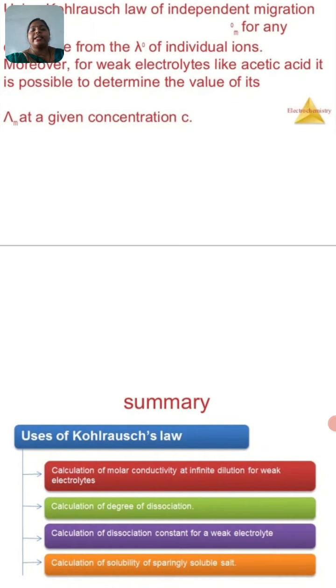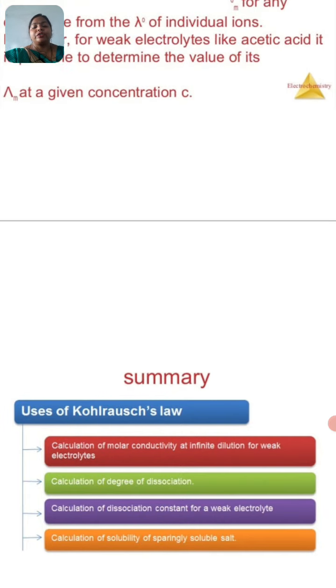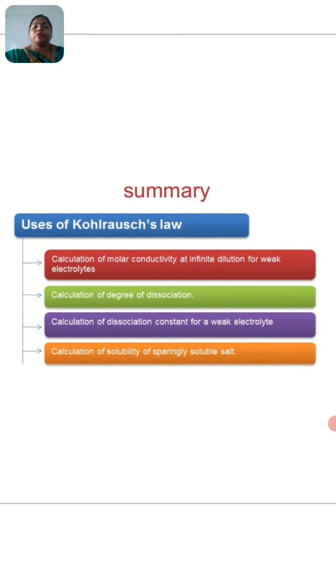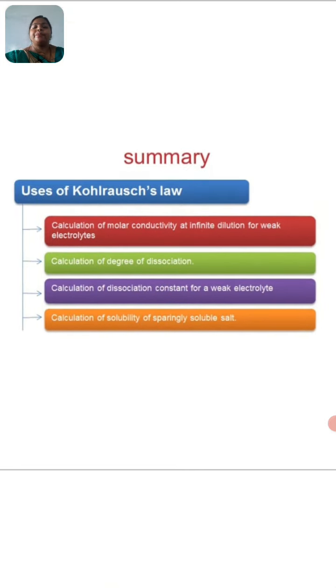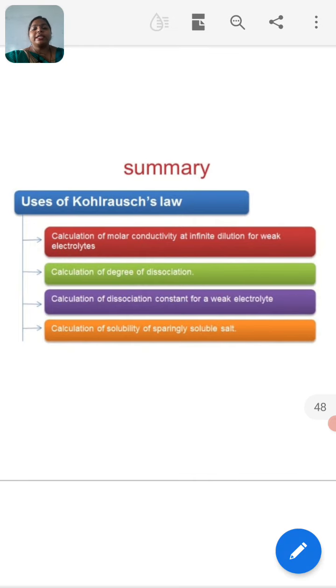Moreover, for weak electrolytes like acetic acid, the value of lambda m is determined at the given concentration. So at this concentration it can be measured. Now, what are the uses of this law?